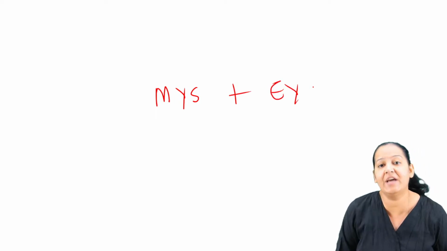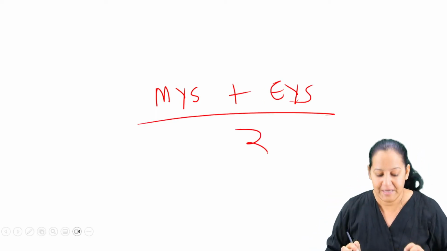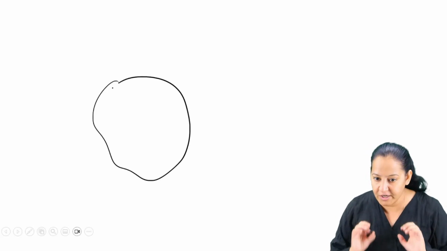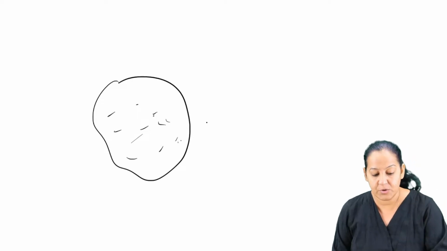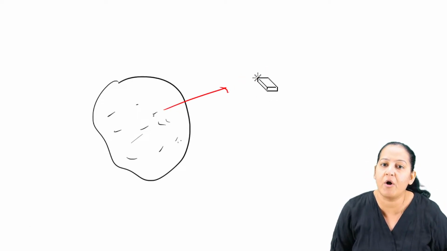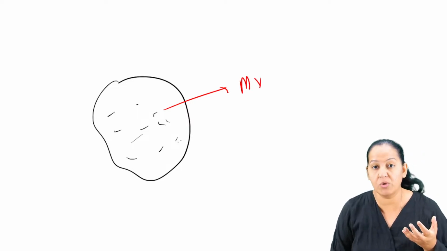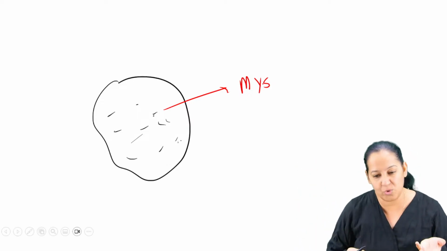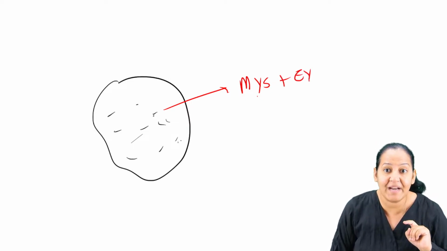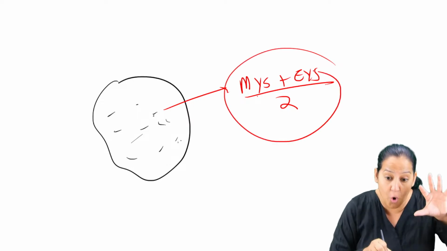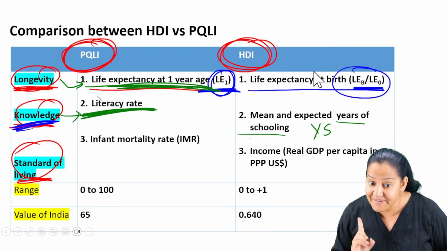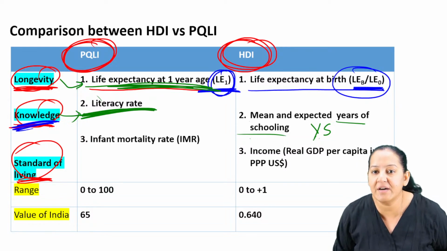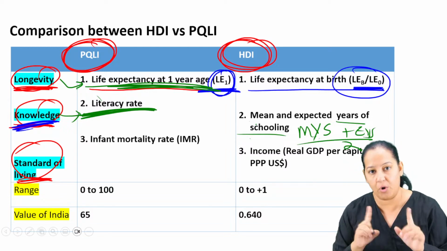Here we take the mean years of schooling plus expected years of schooling, divided by 2, and that reflects the knowledge of that country. For example, for this country I want to know its knowledge. What is the mean year of schooling of all the people here? Some people go to school even more than 18 years, like MBBS doctors, who study for many years. And some people don't go to school at all. So I calculate mean years of schooling plus expected years of schooling divided by 2, and this reflects the knowledge of this country. So for knowledge, we are not using literacy rate in HDI. We are using the average of mean and expected years of schooling, and that reflects the knowledge. For knowledge, we are using different things.